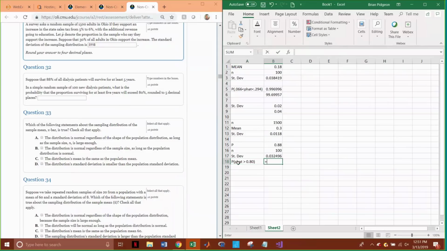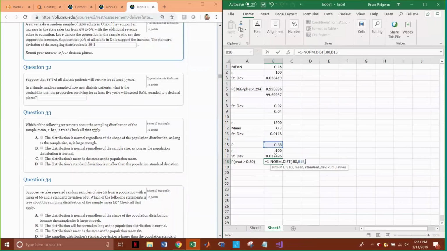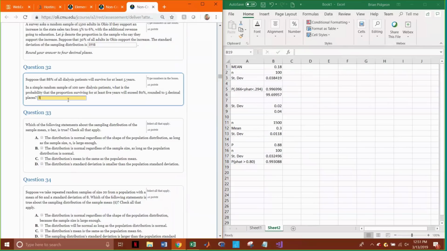Like I was saying, we can't do it right now in this way. We have to do 1 minus norm dist. And we're looking for greater than 80, so we're going to do 0.80. The mean is 0.88. The standard deviation is that 0.032 value, and then the cumulative is always 1. So the probability is 0.99309.